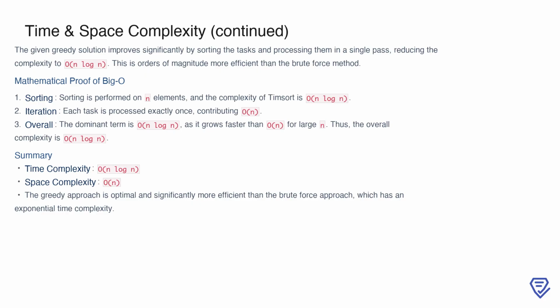To confirm this mathematically, sorting the n tasks using timsort contributes O(n log n), and iterating through the tasks adds O(n). Since O(n log n) grows faster than O(n), it dominates the overall complexity, giving us O(n log n). In terms of space, the algorithm requires O(n) for input storage and minimal additional space for computation, resulting in an overall space complexity of O(n). In summary, this greedy approach is both time and space efficient, making it a highly effective solution compared to the brute force alternative, which suffers from exponential complexity.